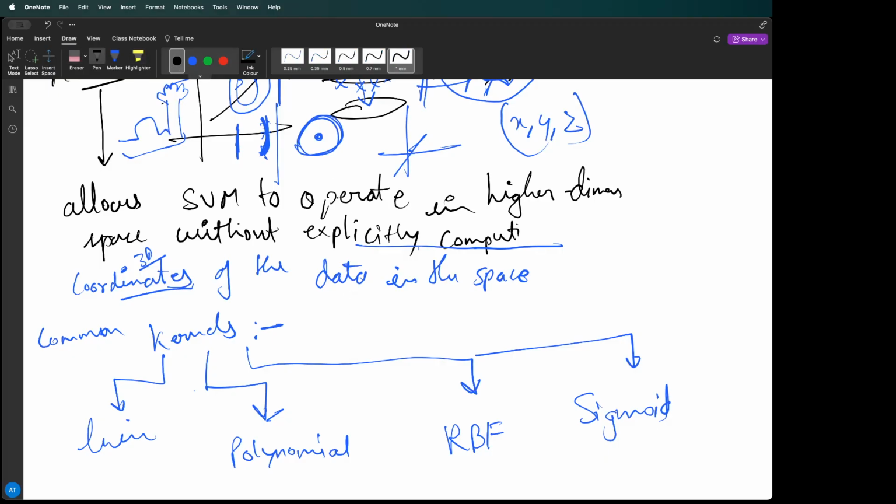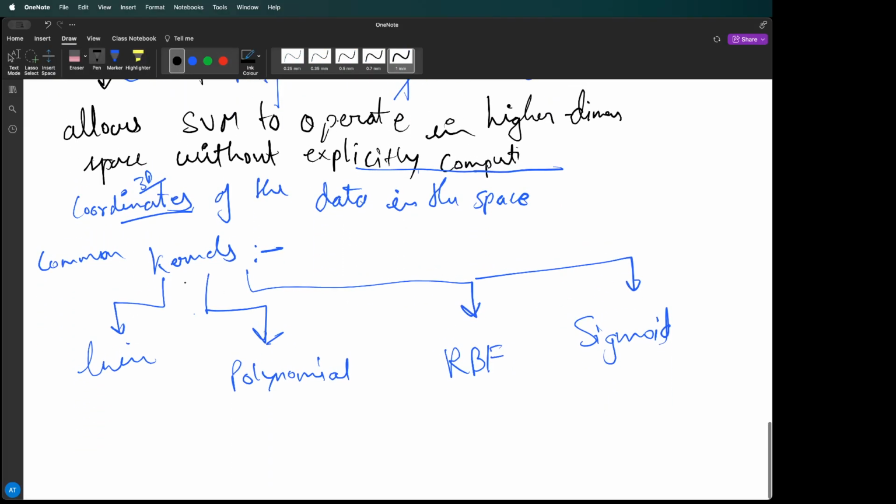So what does linear kernel mean? Linear kernel is nothing but for when your data is linearly separable. At that time, you are going to use the linear kernel, when your data is linearly separable.